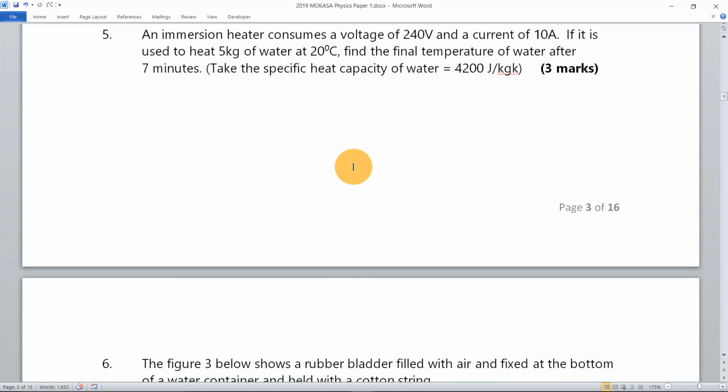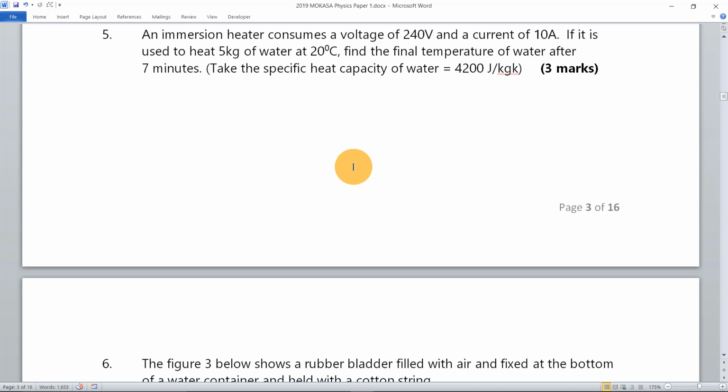Now let's tackle question number 5, where we are given that an immersion heater consumes a voltage of 240 volts and a current of 10 amperes. If it is used to heat 5 kilograms of water at 20 degrees Celsius, find the final temperature of water after 7 minutes. And you're given that the specific heat capacity of water is 4,200 joules per kilogram per Kelvin.